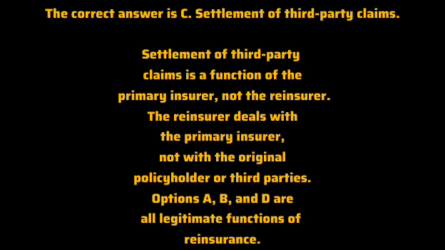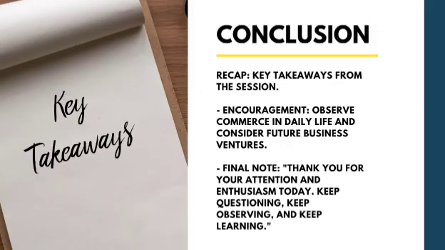The answer for question number 2 is C, that is settlement of third-party claims. Let me explain. Now, settlement of third-party claims is a function of the primary insurer, not the reinsurer. The reinsurer deals with the primary insurer, not with the original policy holder or third parties. Now, options A, B, and D are all legitimate functions of reinsurance.